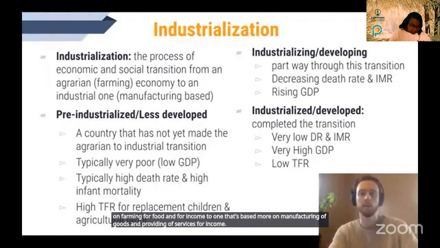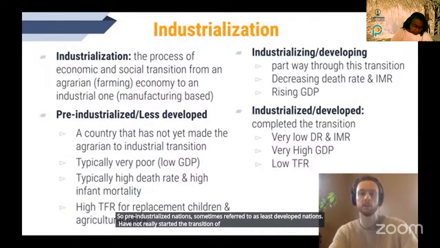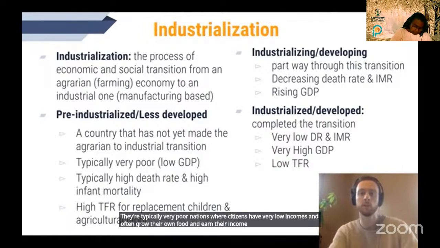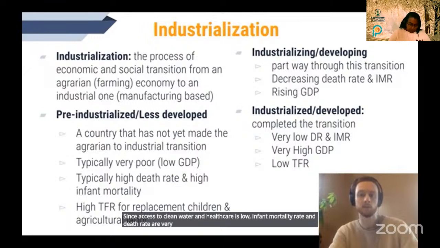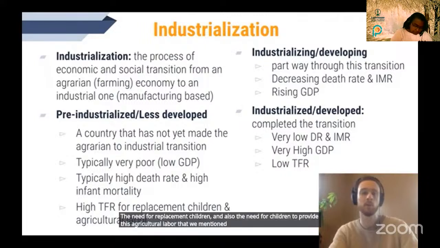So pre-industrialized nations, sometimes referred to as least developed nations, have not really started the transition of industrialization yet. They're typically very poor nations where citizens have very low incomes and often grow their own food and earn their income by selling excess food. Since access to clean water and healthcare is low, infant mortality rate and death rate are very high in these countries. TFR is also high due to factors such as lack of educational opportunities for women, the need for replacement children, and also the need for children to provide this agricultural labor that we mentioned earlier here.